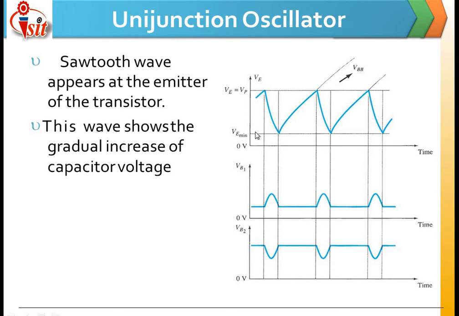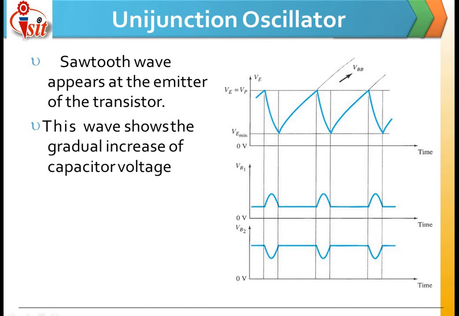Over here, just see, this is a sawtooth waveform, and this waveform shows the gradual increase in the capacitance voltage. That means it will be introduced as whatever the injected voltage or increased voltage is over here. This is the voltage related to VB1, which is in increasing order. This voltage is increased like this, and for VB2, this is shown over here. The output of the unijunction oscillator using UJT is something like this.